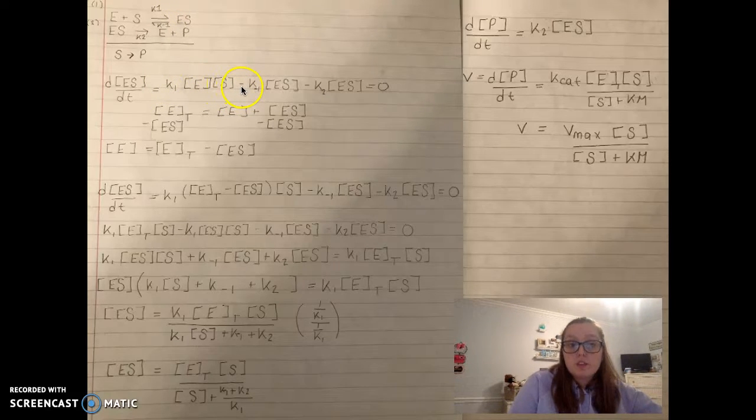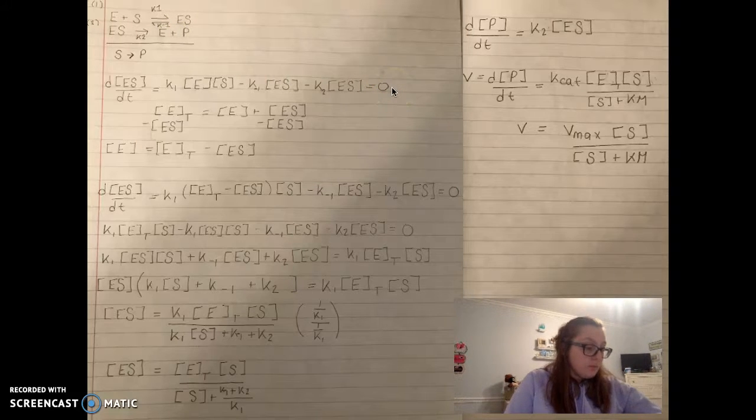Then you have a subtraction sign right here because when you take ES and K-1, you're going to decrease the concentration of the enzyme substrate complex. So that is why it is written like that. And the same thing goes for this section. When you take ES here and you go with K2, you're going to decrease the concentration because you're breaking it up into enzyme and product. And then that would equal 0.